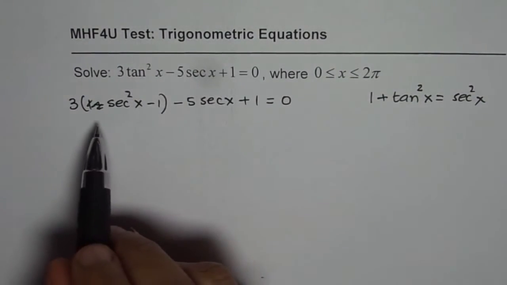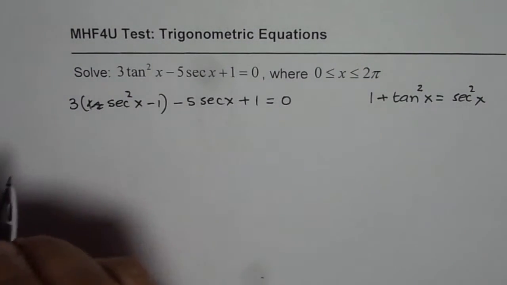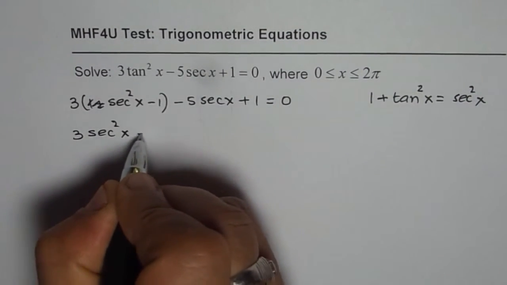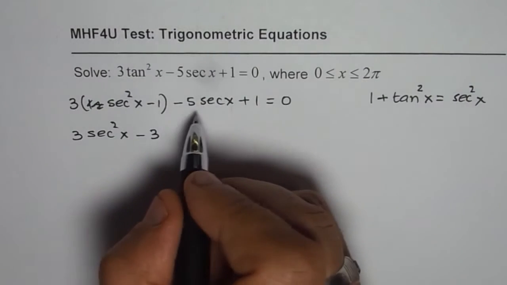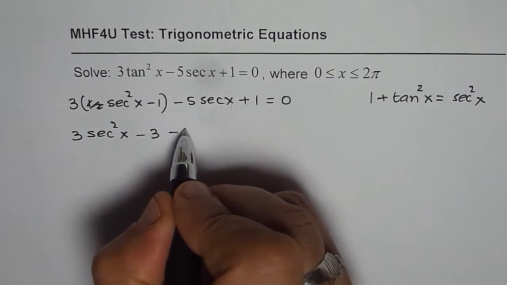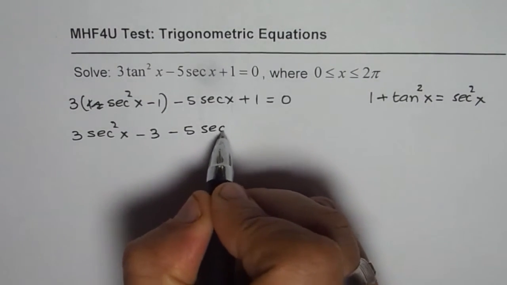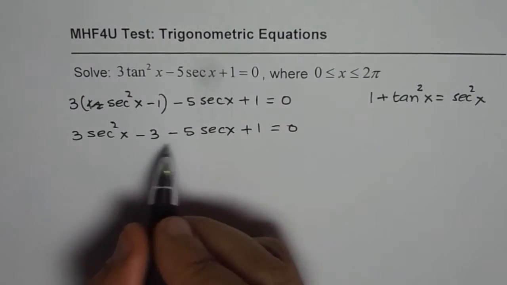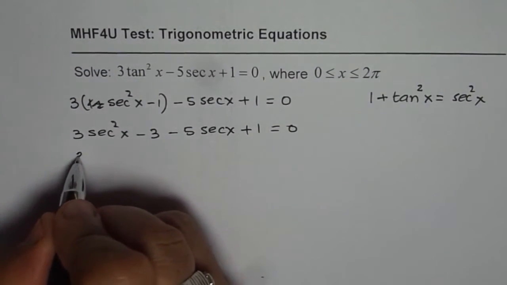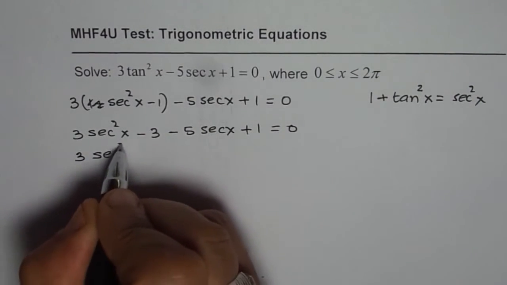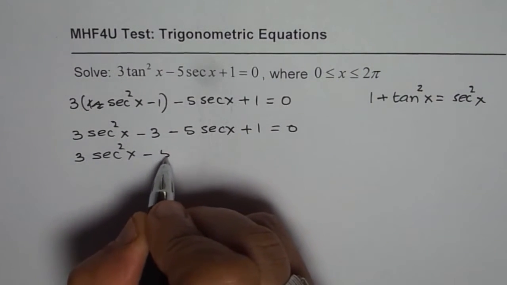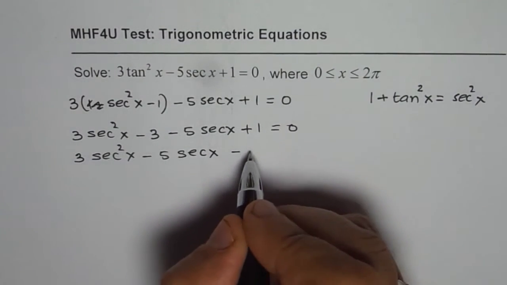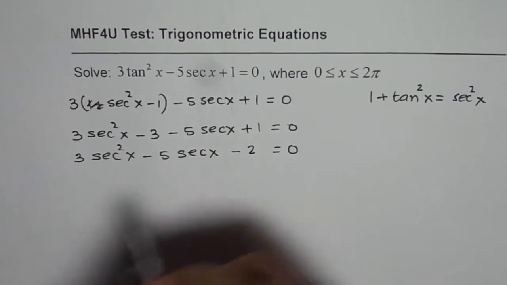Now, if I expand this, I get 3 secant square x minus 3 minus 5 secant x plus 1 equals 0. So we can combine the constants. So we get 3 secant square x minus 5 secant x minus 2 equals 0.